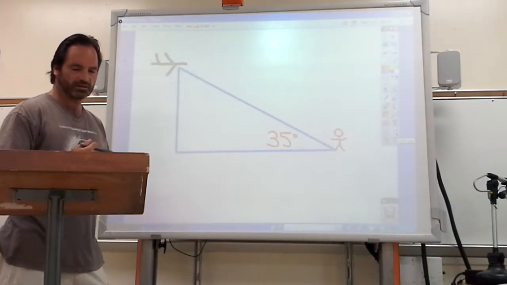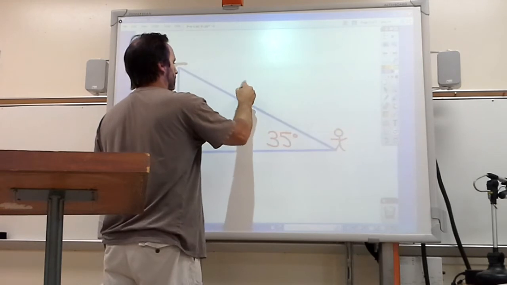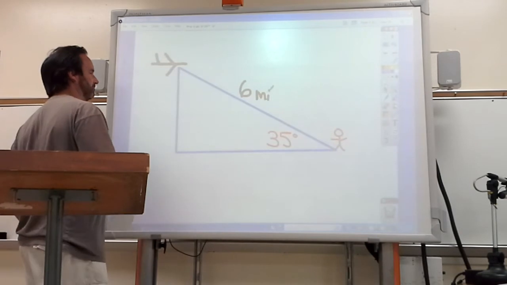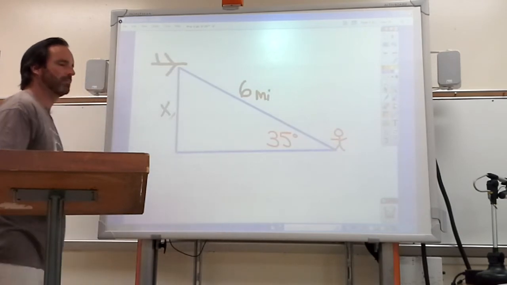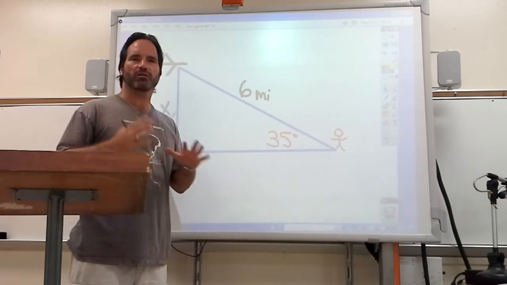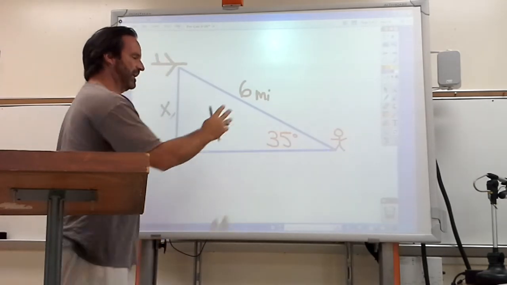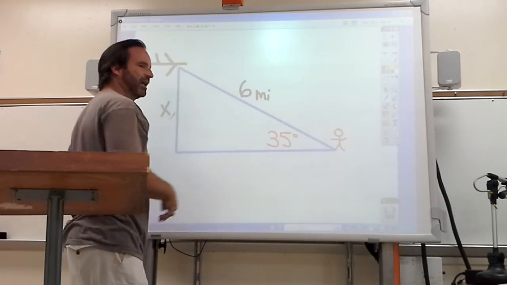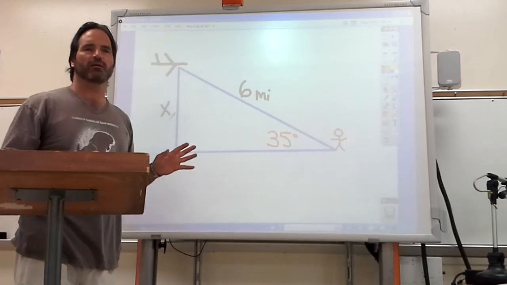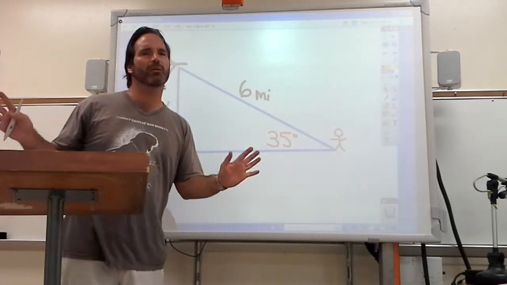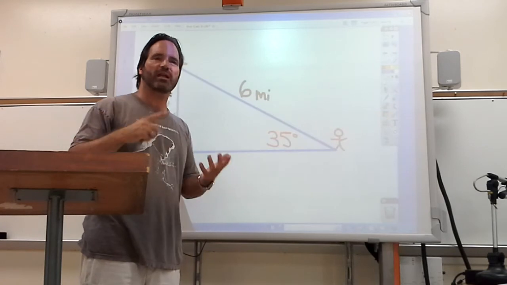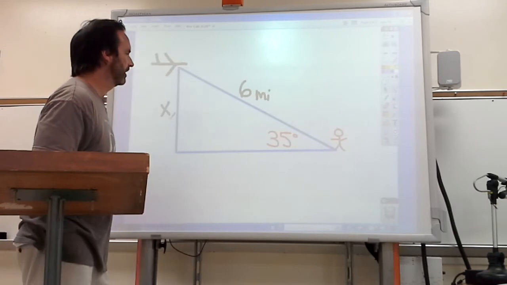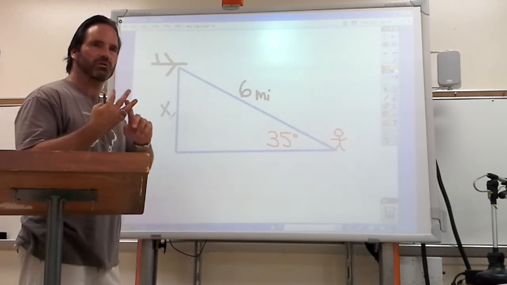Let's say I know this right here. This is 6 miles again, and I want to know the plane's altitude. We've got an angle right here. What are the players in the situation? We've got an angle, we've got the opposite side, and we've got the hypotenuse. That's what's given. We're not using the adjacent side. There's no information given about the adjacent, so we know we can't use tangent or cosine because they both have A in the acronym. So I've got to use what?